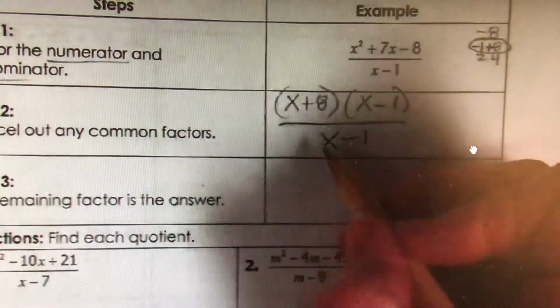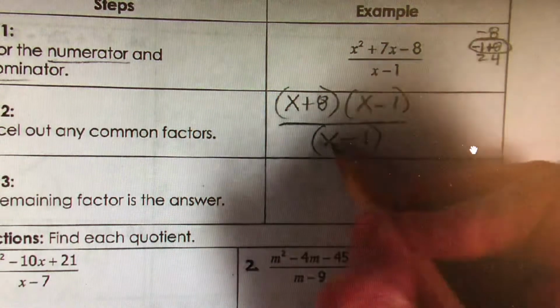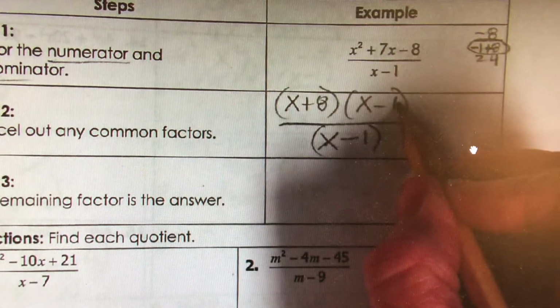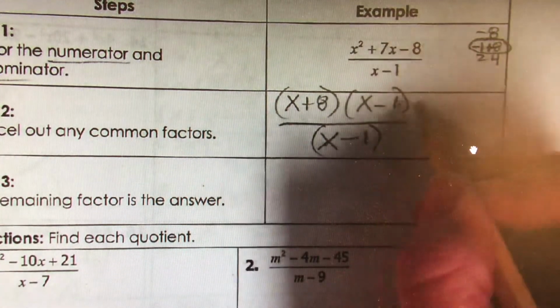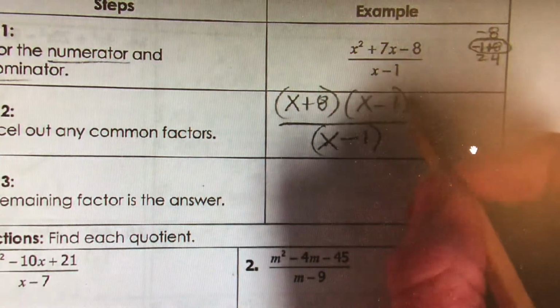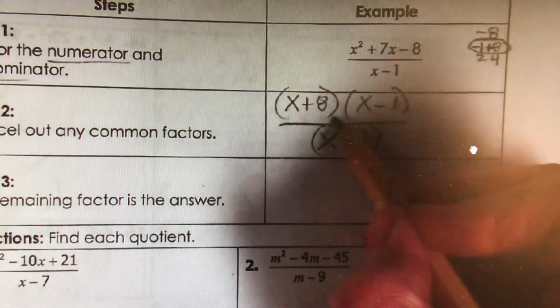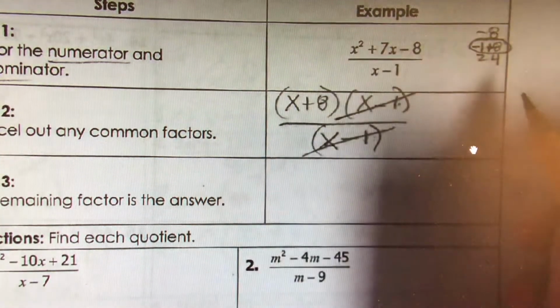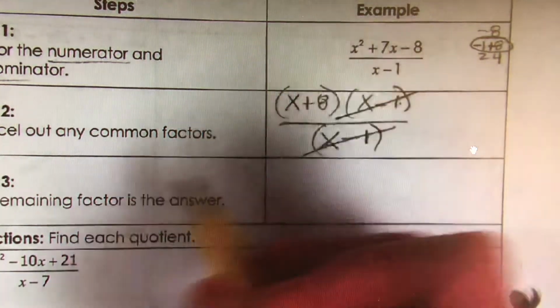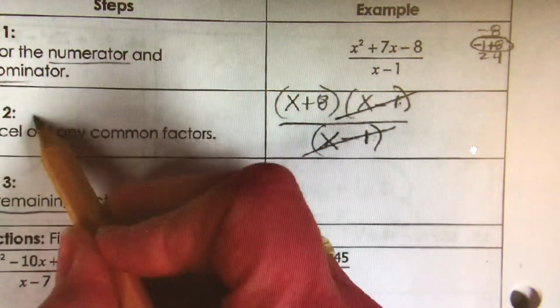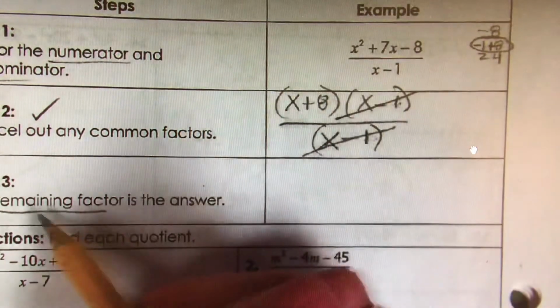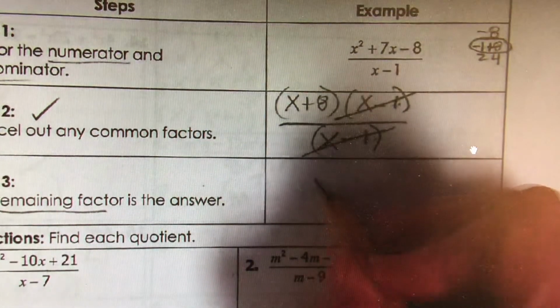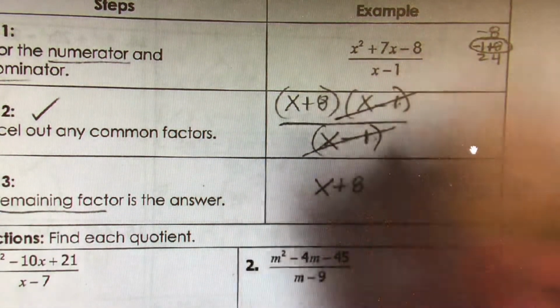What do you notice? Well, yay, I have these two binomials. Remember, if they're the same thing, it equals 1. So they get to cancel each other out. And whatever's left, the remaining factor, is the answer. Voila. That's kind of fun.